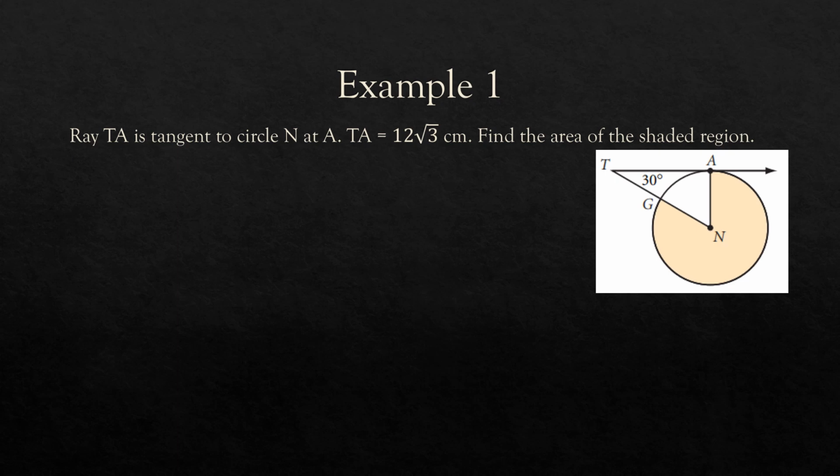So let's look at our first example. Ray TA is tangent to circle N at point A. TA measures 12 square roots of 3 centimeters. Now we have to find the area of the shaded region inside of the circle.